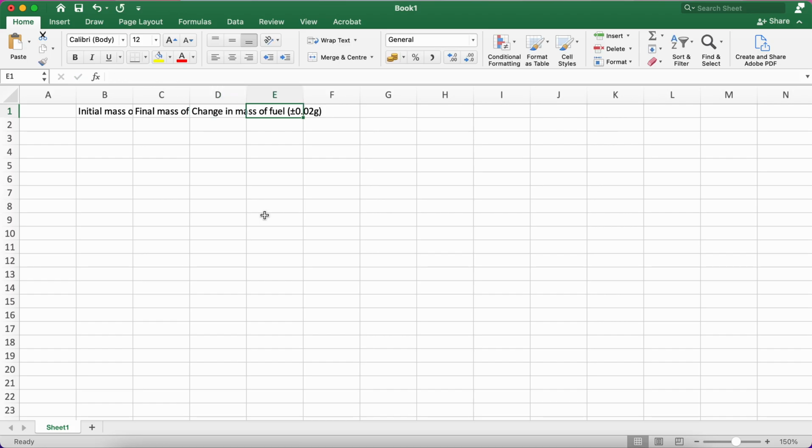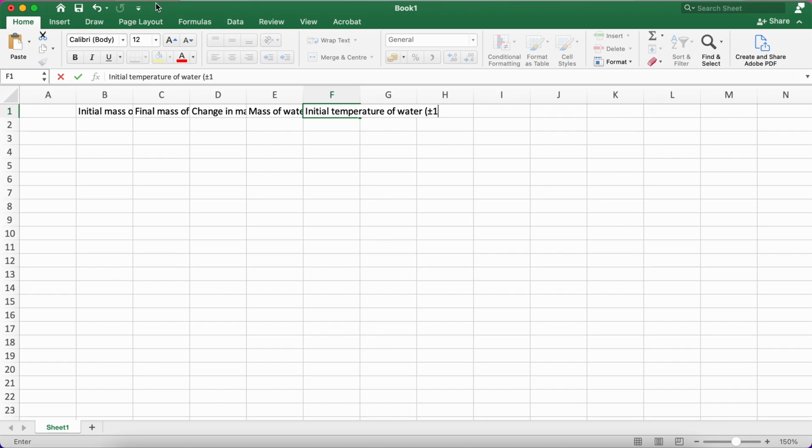I'm also going to be measuring the mass of water, that's the mass of the water in the calorimeter. This is given to the same degree of uncertainty as the mass of the fuel. I'm going to be measuring the initial temperature of water. I'm going to be using a normal thermometer, so this is going to be measured to the nearest degree, so that's plus or minus one. Now, for degrees centigrade, I need to insert the symbol for degrees.